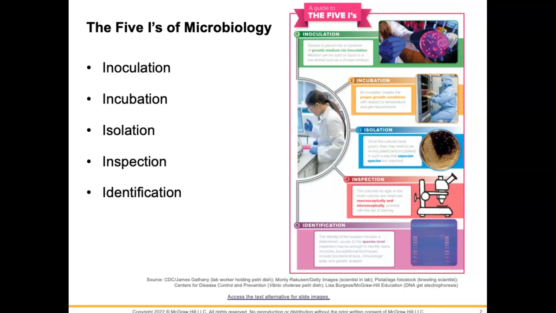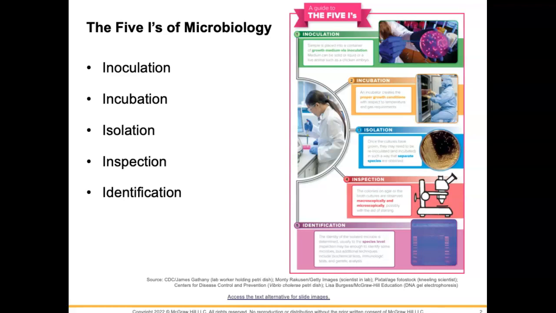So we're going to start out referencing the 5 I's of microbiology. And you have this picture in your book. The right side of this slide shows the 5 I's and what specifically they are used for. And we'll go through this throughout this PowerPoint. So inoculation, incubation, isolation, inspection, and identification. And the last two, inspection and identification, are generally lumped together. You have to inspect it in order to identify it. So when I talk about that, it's going to be more so together.